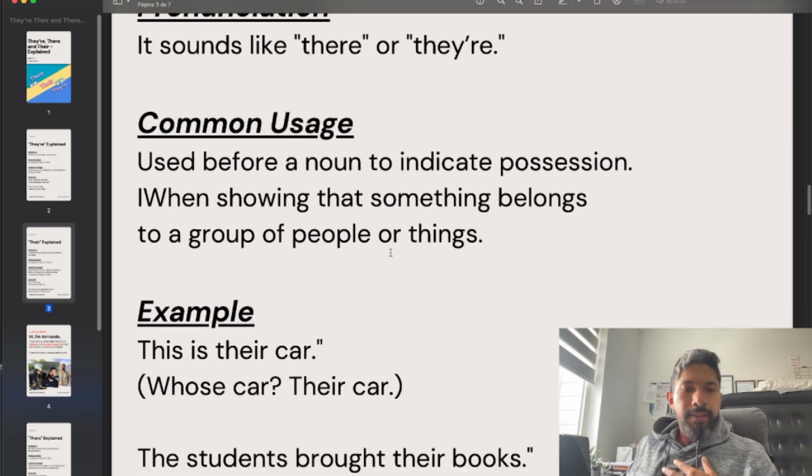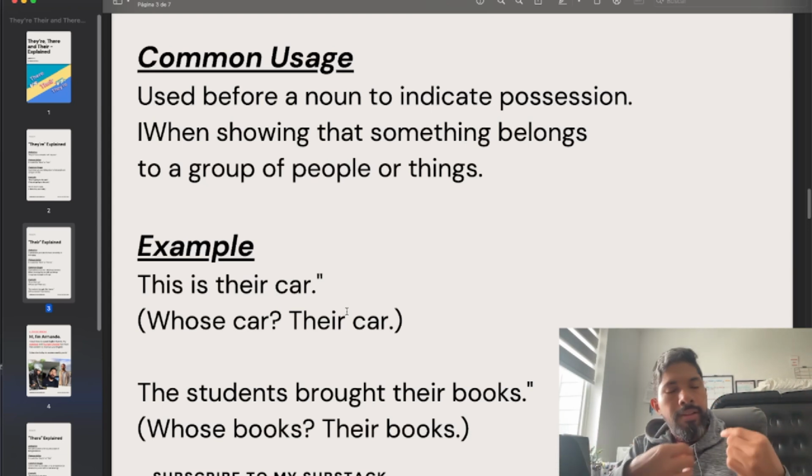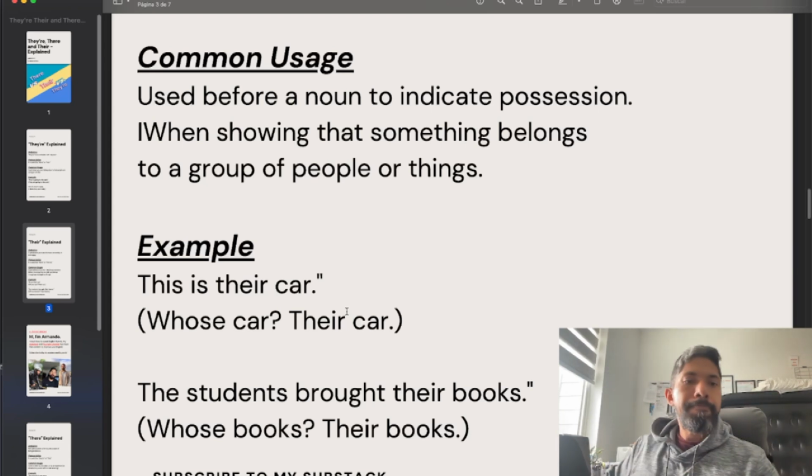Second example. The students brought their books. This means, again, ask yourself the question, whose books? Their books. Again, from their perspective, it would be whose books? Our books. But again, from our point of view, I'm talking about their possession, their books.